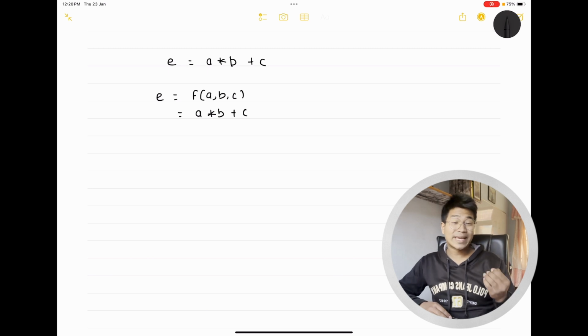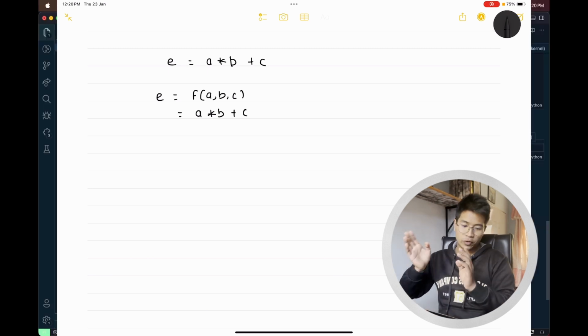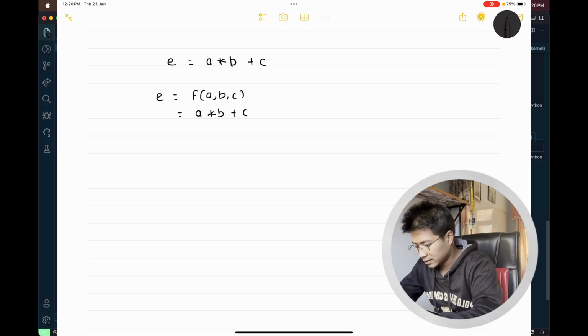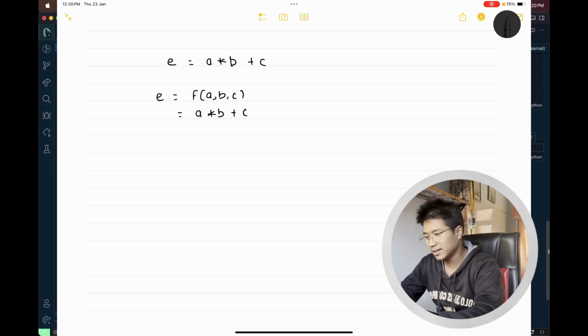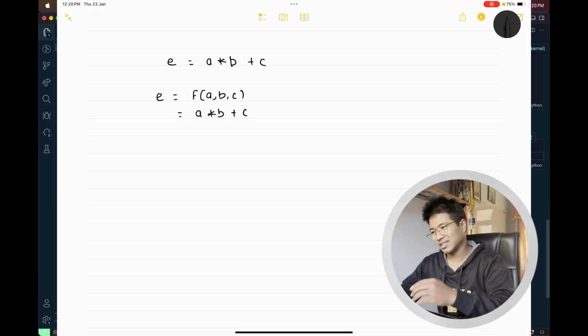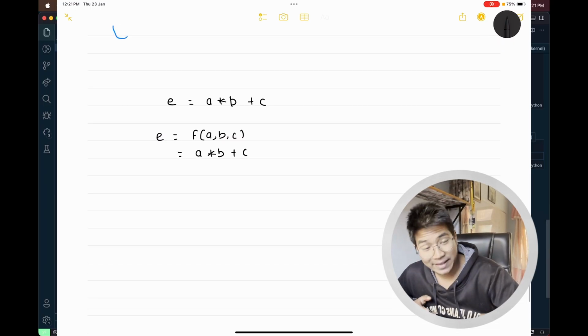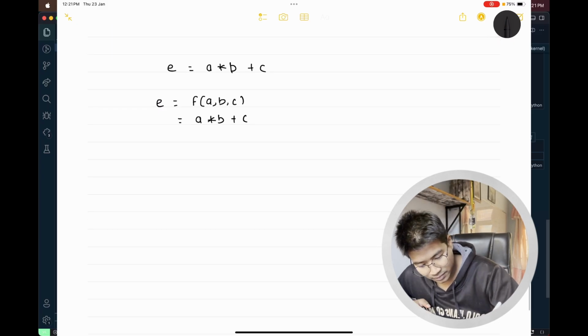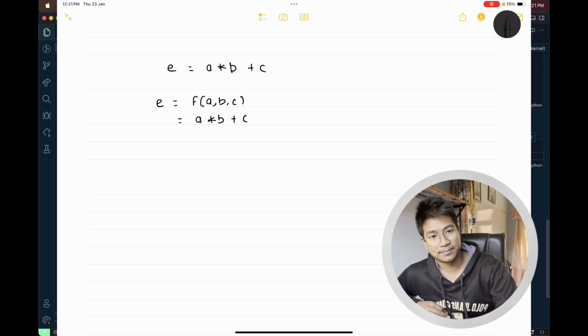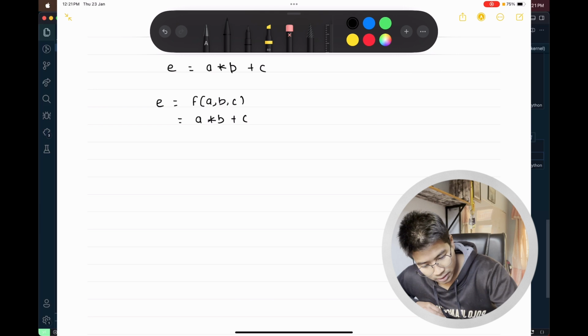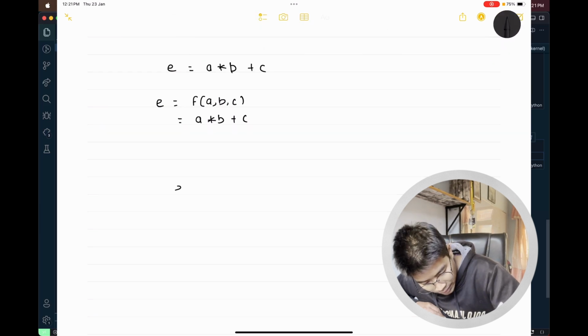Why can I write this thing as a function? If you look at my computer screen, E is equal to a times b plus c, right? So I can write this as a function, def of a, b, and c, and I can return a times b plus c. And that is why you can write this thing as a function. So that function would give you a, b, and c. Now let's look at this equation again, a, b, and c.